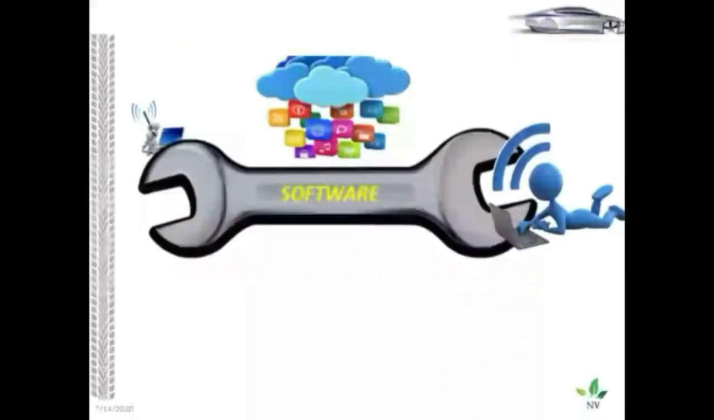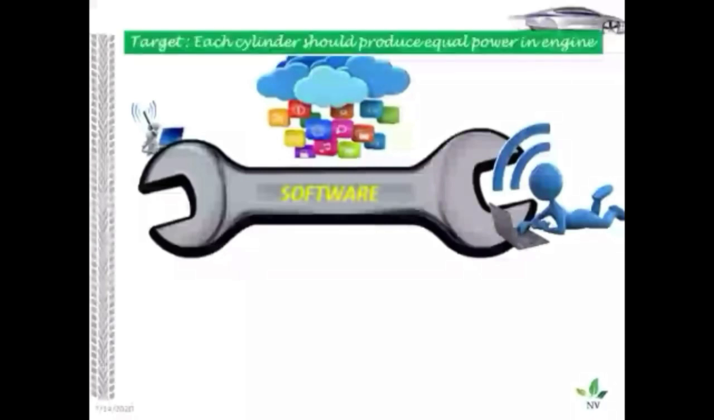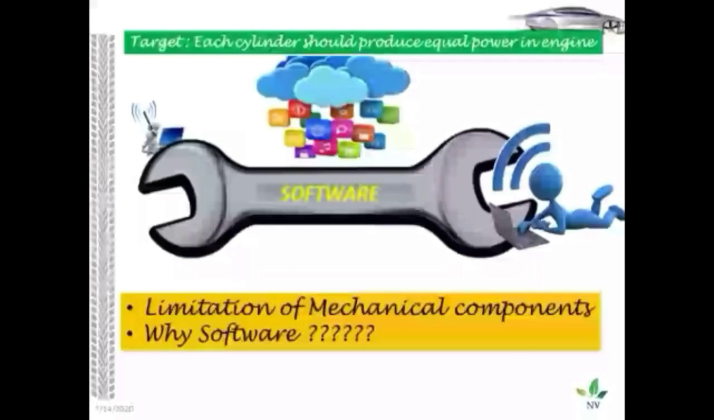So software. Let us take one example. In a multi-cylinder engine, let us assume each cylinder should produce equal power. Then what does this mechanical component have to do and what does the software have to do? This is the question. So let us take this target. Let us understand what the limitation is to achieve it and why the software is being used here.